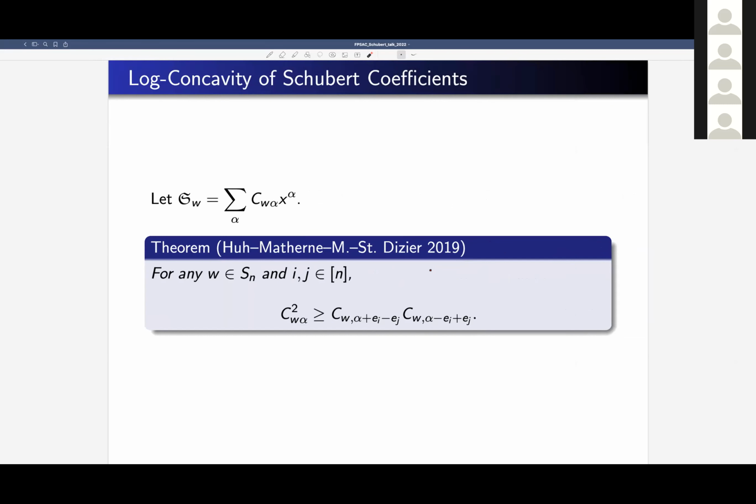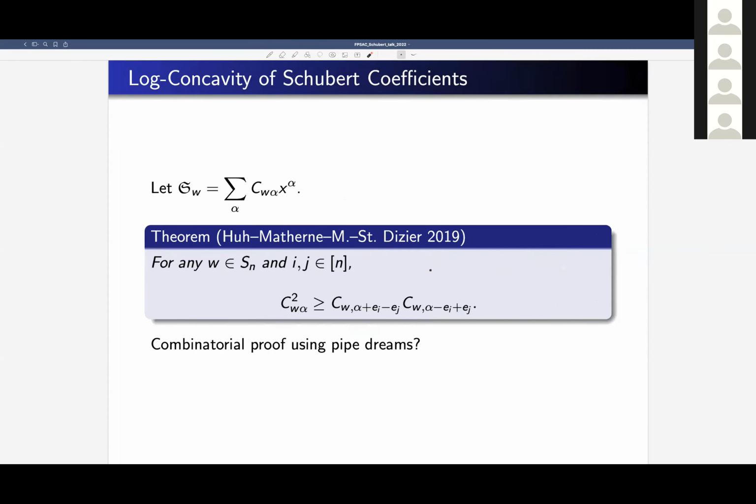As I said, there are more general conjectures for Lorentzianness of Grothendiecks and log concavity and polymatroids and everything else. And we don't have a purely combinatorial proof. I have failed at it.